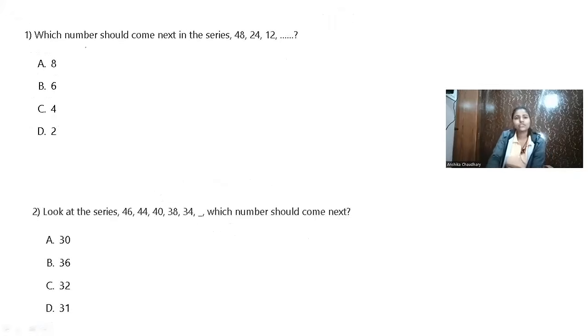All right. So the next question is from the number series. What should be the next number? 48, 24, 12, and then what should be the next number? So mainly there are 4 operations: addition, subtraction, multiplication, and division, and 2 more: square and cube. Okay. Now there is division. 48 divided by 2 will get 24. 24 divided by 2 will get 12. 12 divided by 2 will get 6. 6 will be the correct answer for this question.